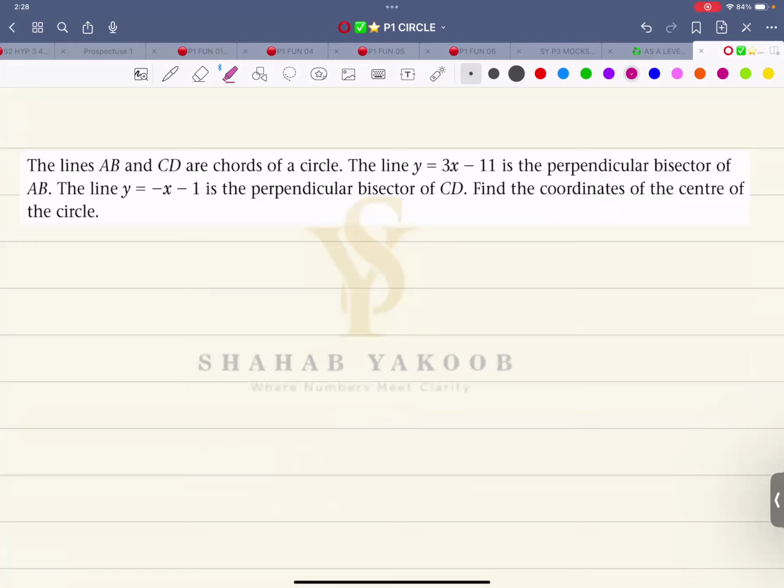Now over here, a question that is a further step on this. The lines AB and CD are chords of the circle. The line y is equal to 3x minus 11 is the perpendicular bisector of AB. And let me just change the color. And over here, this is CD. The line y is equal to minus x minus 1 is the perpendicular bisector of CD. Find the coordinates of the center of the circle.